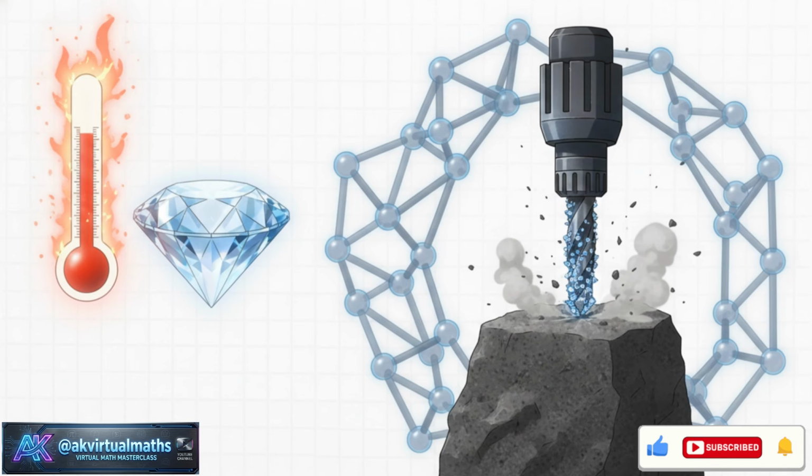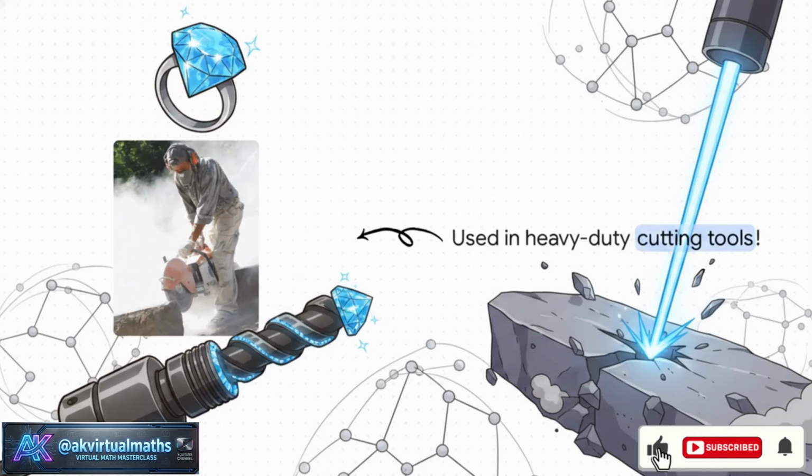Why? Well, every single outer electron is locked tightly in a covalent bond. There are literally 0 free electrons left over to carry a charge. And what's really cool is how this microscopic rigidity translates directly to macroscopic real-world uses.